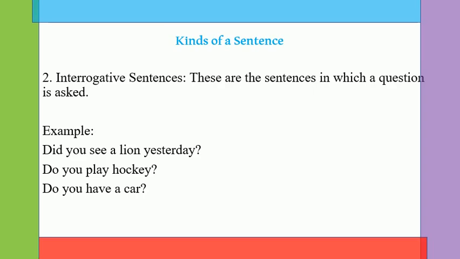You see, it is clearly asking a question from somebody, whether they saw a lion yesterday or not. The second sentence is, do you play hockey? Again, this is asking a question. The third is, do you have a car? Again, this is another example of an interrogative sentence.